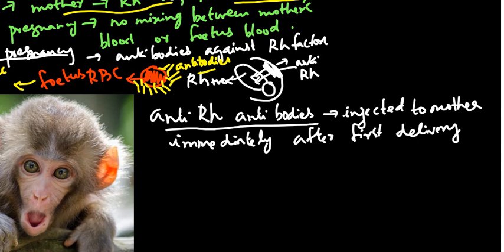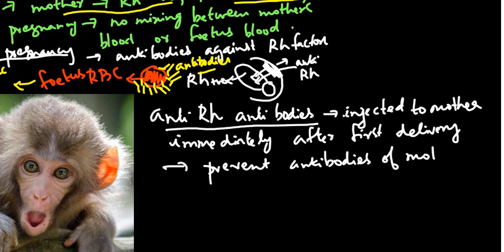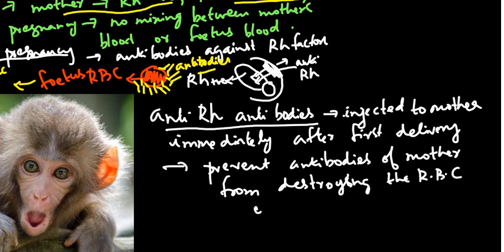So in this way, we can prevent the antibodies of the mother affecting the antigens of the second baby. So the antibodies of the mother will not be destroying the RBCs of the second fetus. So this is a preventive measure taken in order to prevent erythroblastosis fetalis.